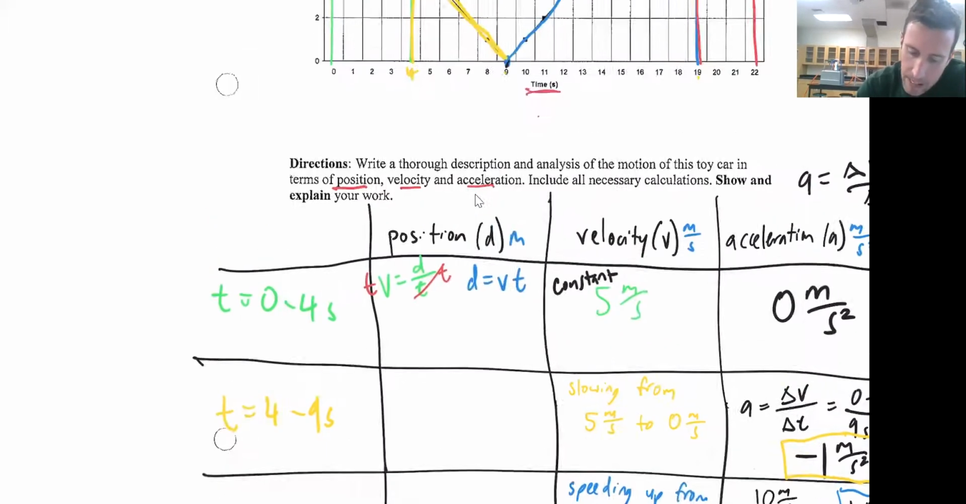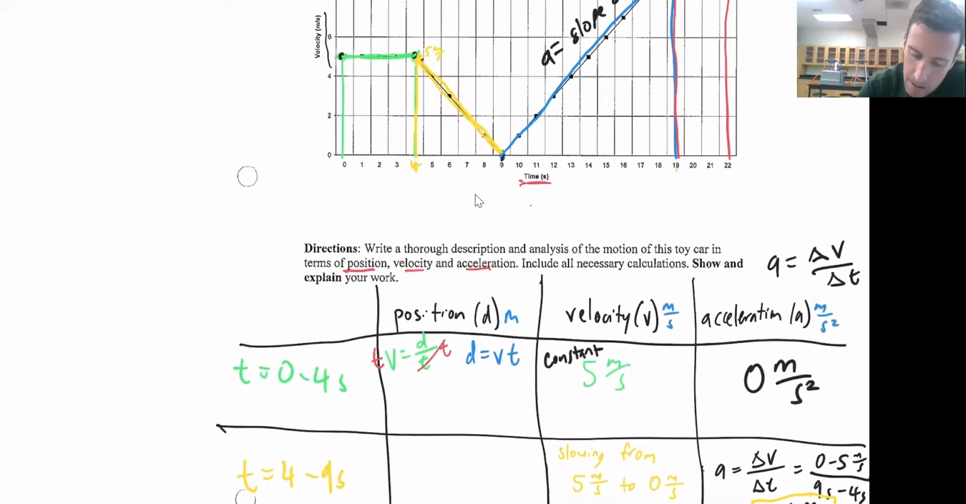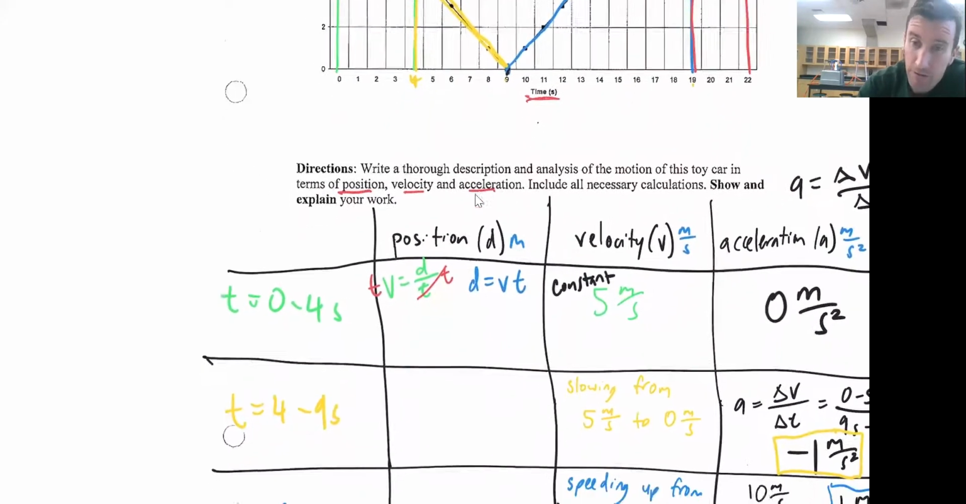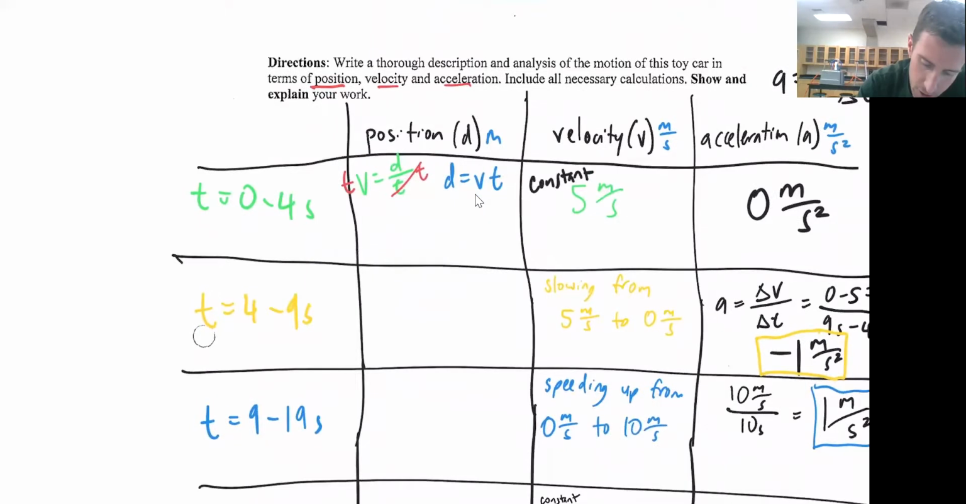Well, my velocity was 5 meters per second. The change of time was 4 seconds. So distance equals 5 meters per second times 4 seconds for a total of 20 meters. And it started at 0, so it went from 0 to 20 meters in position during that 0 to 4 time scale. 0 to 20 meters.